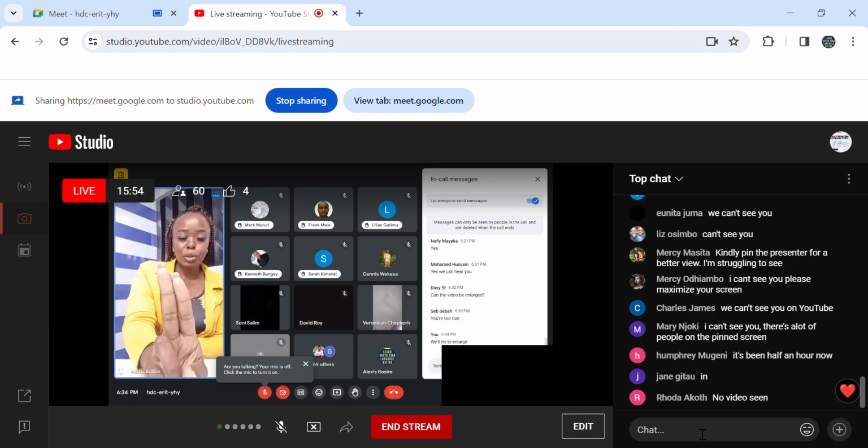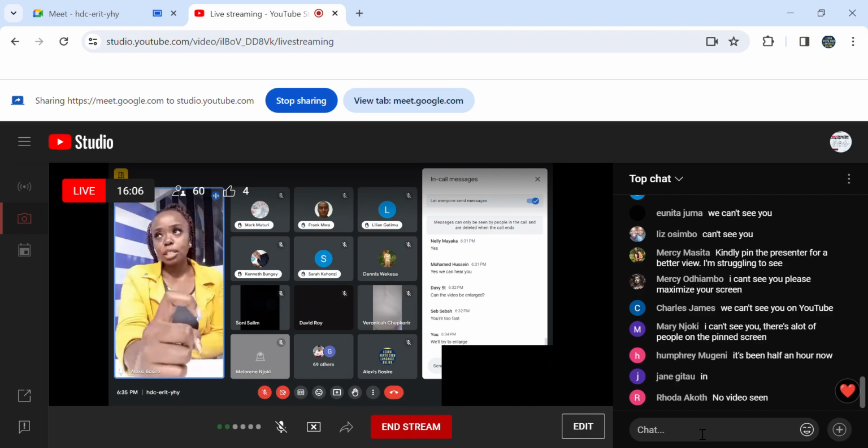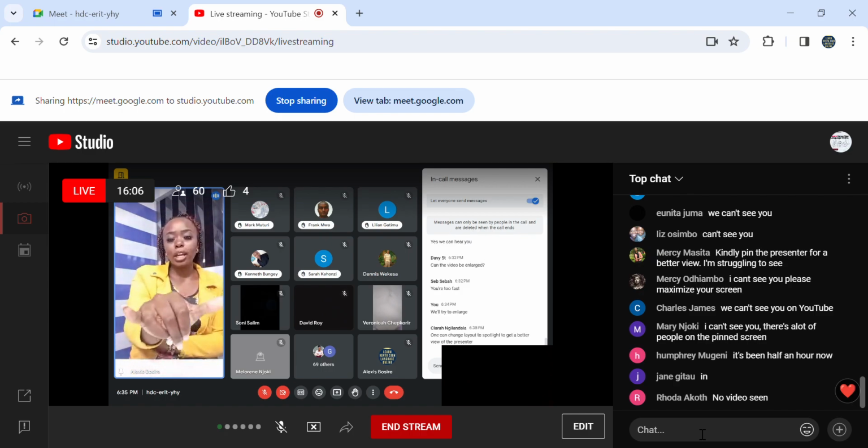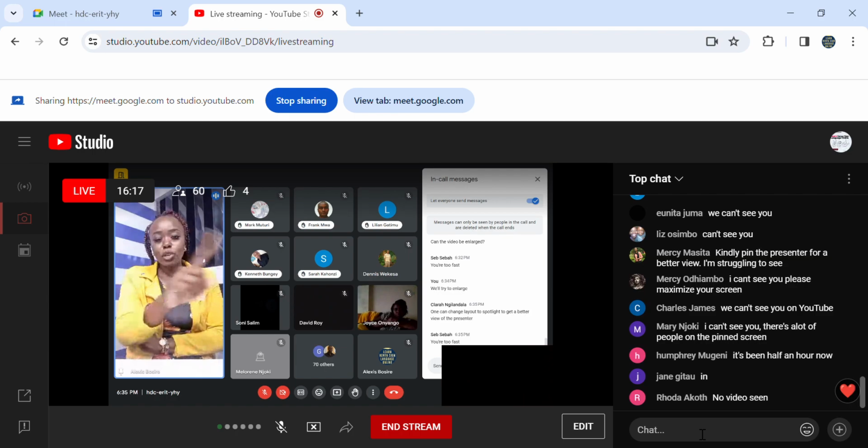U, V, W, then X, and Y, and then you finalize with Z. So for Z, this is called the pointer finger. You draw Z, just as you were taught in school. Z.